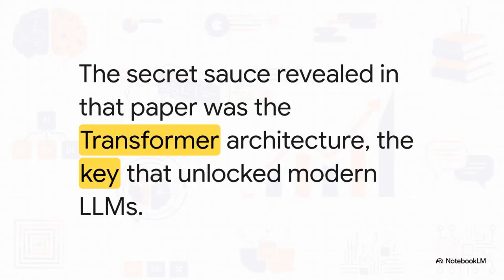So what was in that paper? The transformer architecture. Its secret weapon was the attention mechanism. This allowed the model to weigh the importance of different words in a sentence, no matter how far apart they were. This solved a huge problem that older models had, and critically, it allowed for parallel processing. That meant we could finally train models on the massive scale we're seeing today.